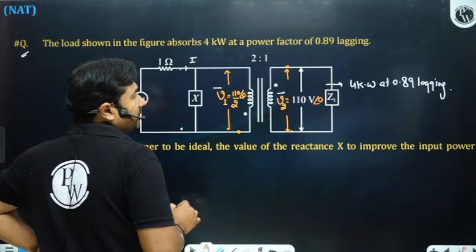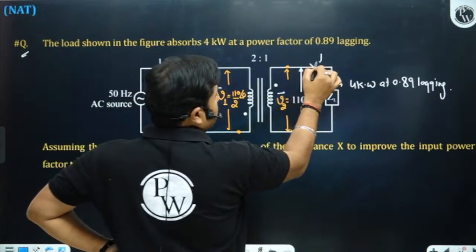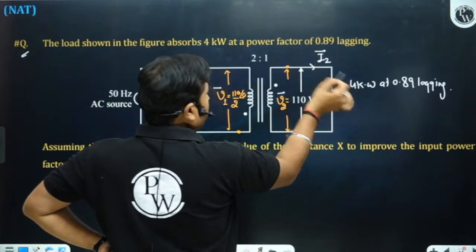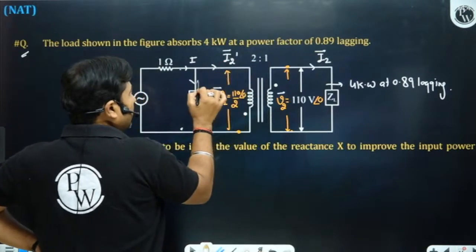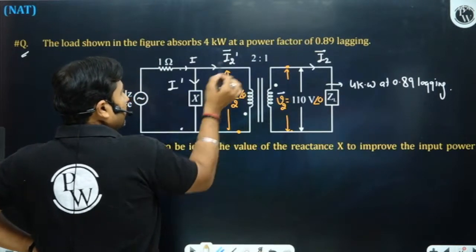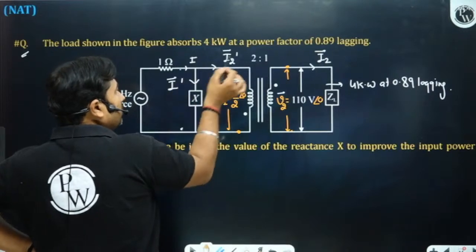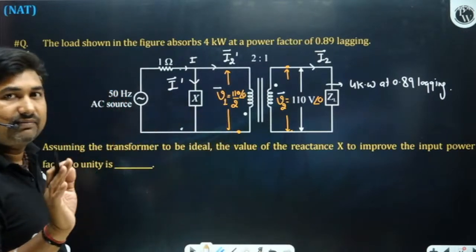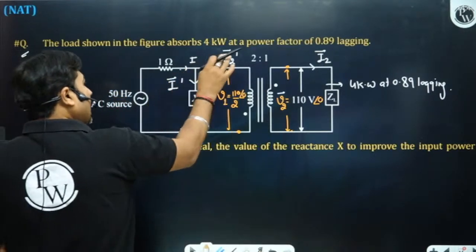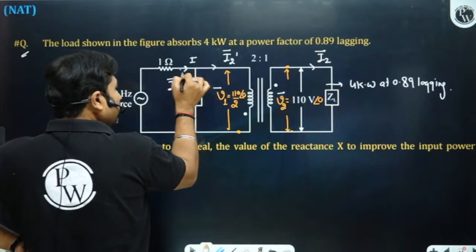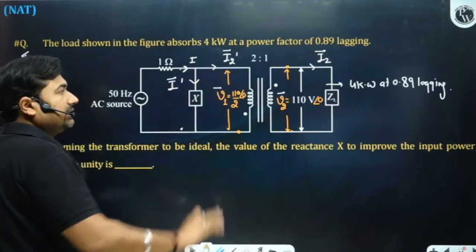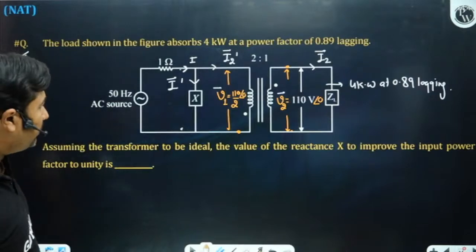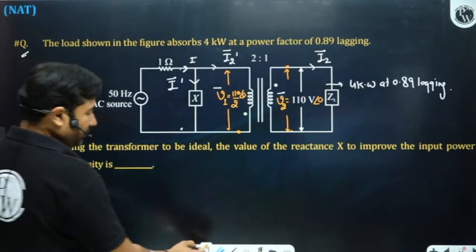Now please observe. Can we calculate this I2 dash? If you are able to calculate I2, you can calculate I2 dash. I2 dash and this I dash, the phasor sum of these two must have angle 0. Then only your I and this voltage V1 will be in the same phase, and then you can say that the transformer input power factor will become unity.